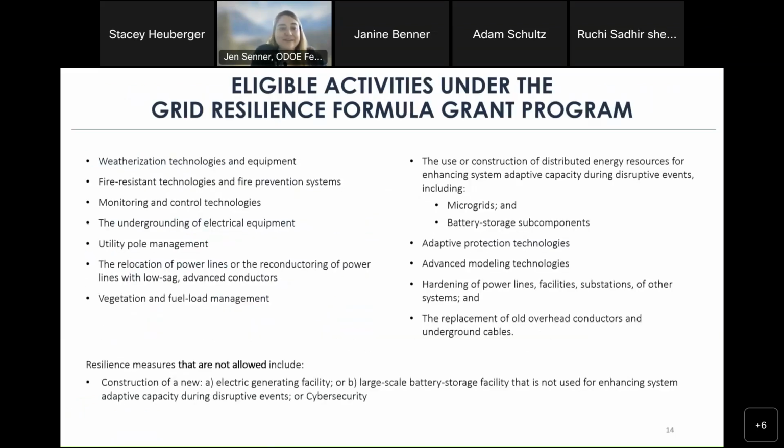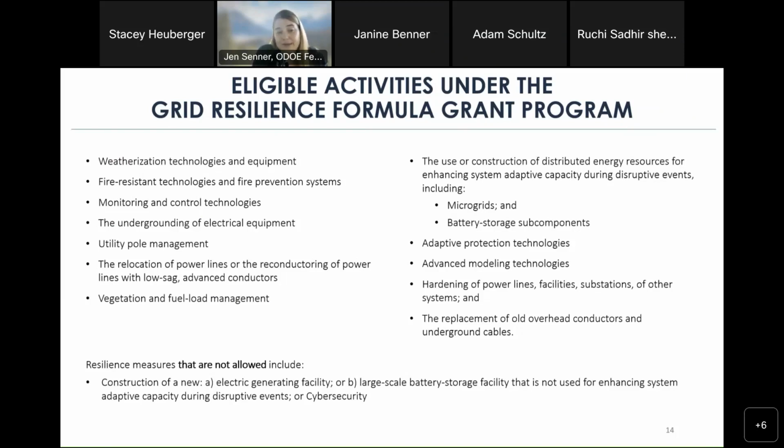So what these dollars can do, these dollars are able to be invested in quite a suite of eligible measures, everything from weatherization technologies and equipment to utility pole management to adaptive protection technologies and the replacement of old overhead conductors and underground cables. This list of eligible activities is inclusive, so it's not fully exhaustive of everything that may be conceived under these applications or under this program.